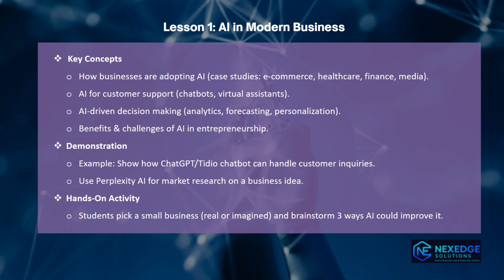Number 3, AI-driven decision making. AI can help you generate data which you can use to analyze, and also for forecasting or for personalization. AI-driven decision making can help you gather data and analyze it for you to be able to make a good decision for your business. And 4, benefits and challenges of AI in entrepreneurship. So these are the key concepts of AI in modern business.